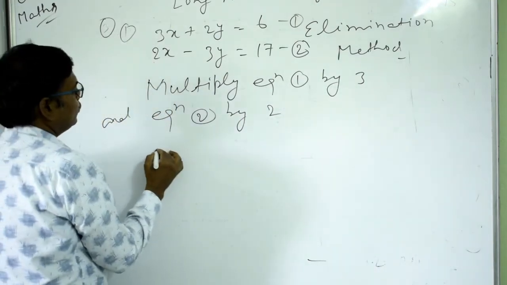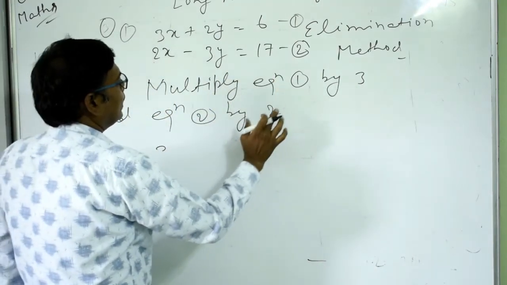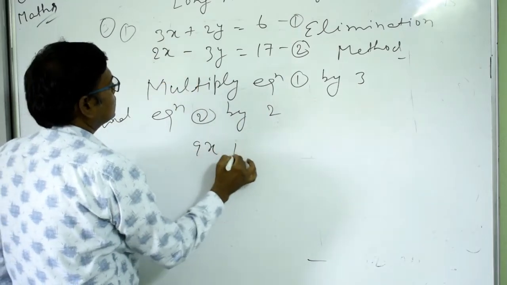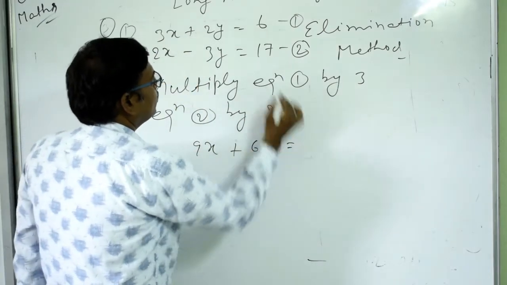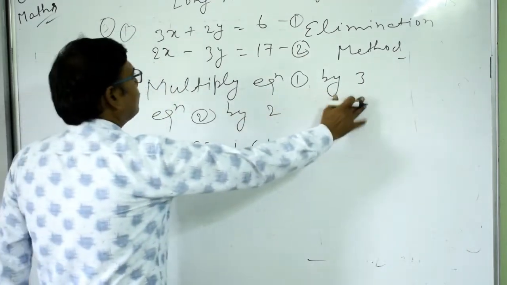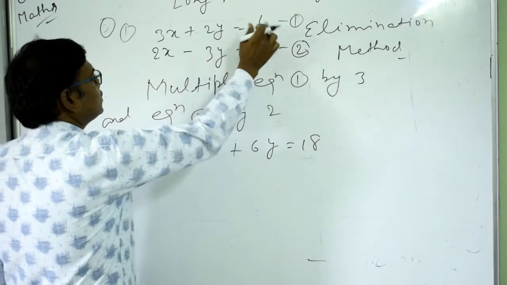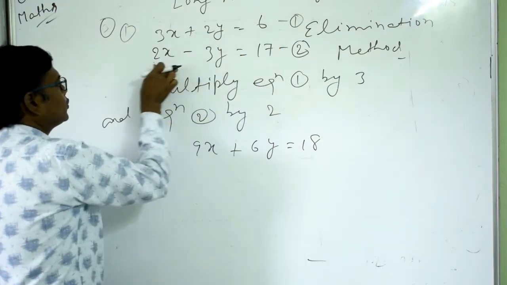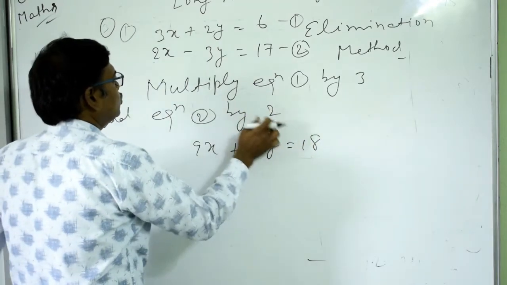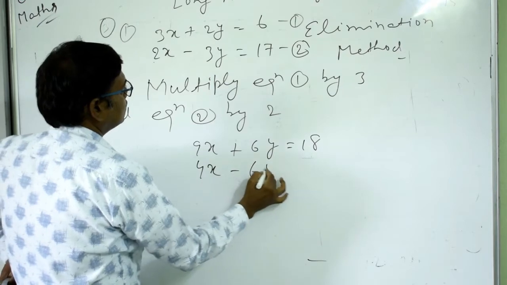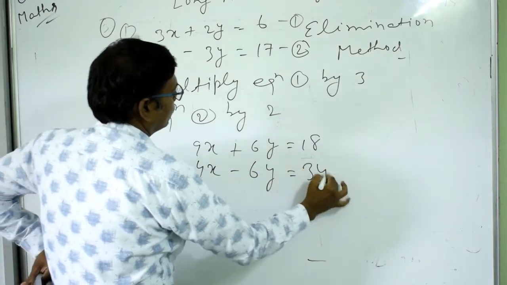Then what will happen? When you multiply equation 1 by 3, it will be 9x plus 6y equal to 18. You have to multiply on both sides, that is 3 times 6 is 18, 3 times 2 is 6, and 3 times 3 is 9. And here also multiply the second equation by 2. So 2 times 2 is 4, 4x minus 6y equal to 34.